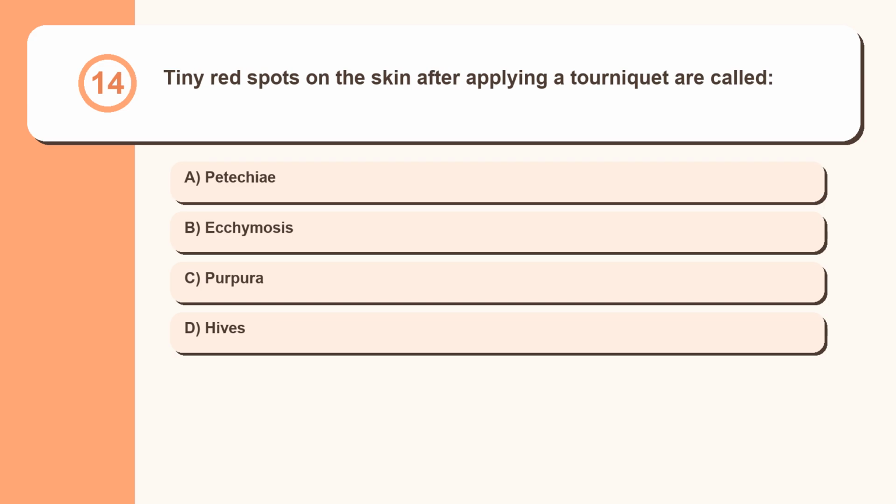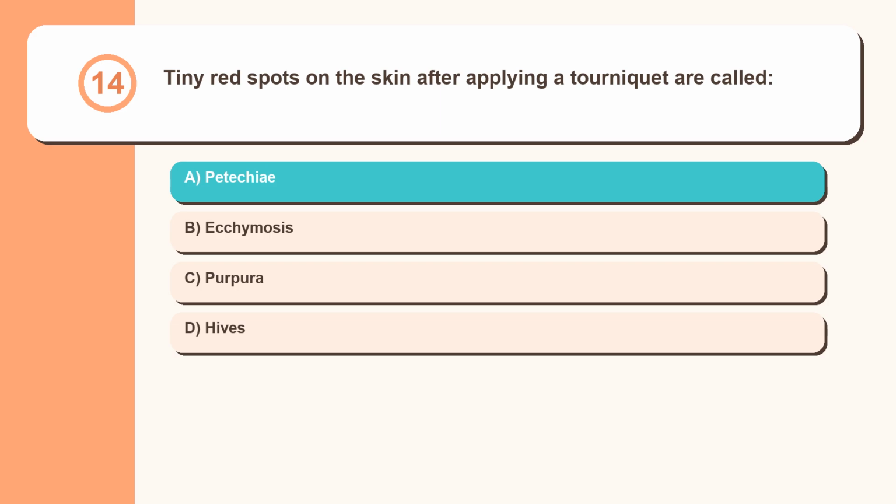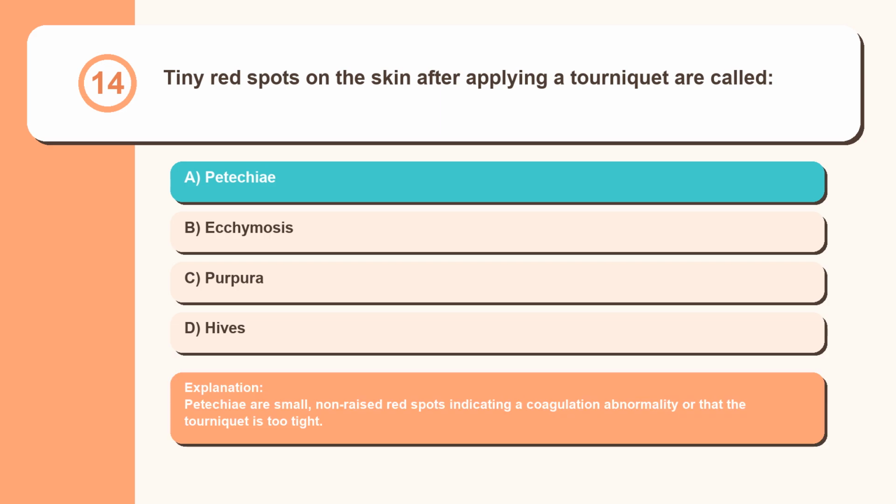Question 14. Tiny red spots on the skin after applying a tourniquet are called petechiae, ecchymosis, purpura, hives. Petechiae are small, non-raised red spots indicating a coagulation abnormality or that the tourniquet is too tight.